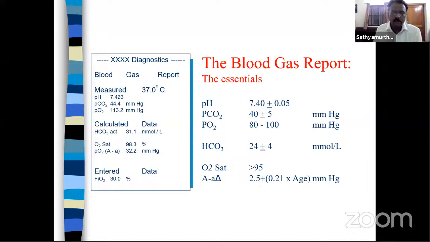So most of us get confused because we take both the parameters. Some of us use Boston's rules, and then we also look at the base deficit. We don't have to do like that. Just stick to one rule and then try to analyze the ABG.